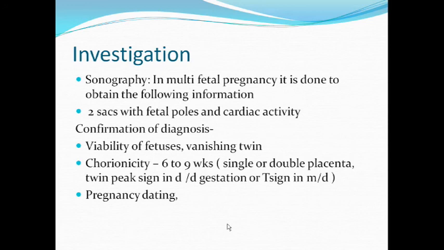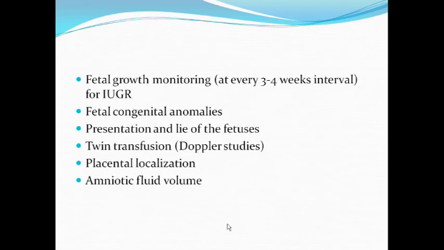You can assess the chorionicity at around 6 to 9 weeks, whether it is single or double placenta. I will explain the twin peak sign and the T sign later on. Pregnancy dating. You can also assess for any IUGR, fetal growth restriction, at every 3 to 4 weeks interval. Any anomalies, presentation and lie. With Doppler study, you can assess twin transfusion syndrome. Placental localization and amniotic fluid volume should also be assessed.